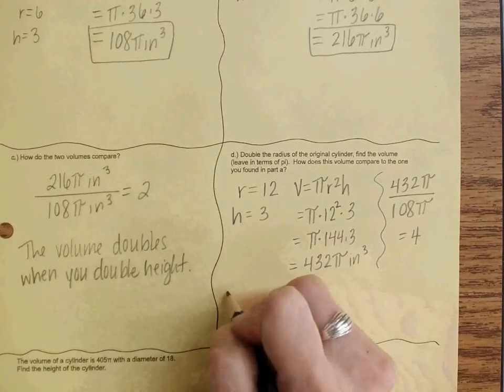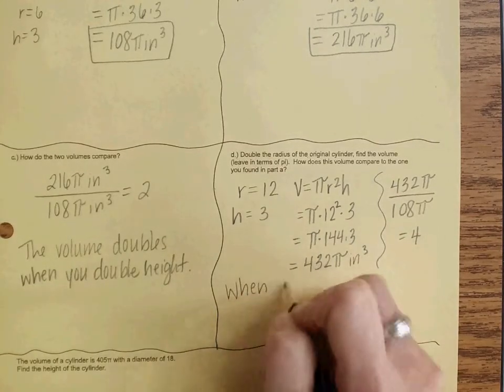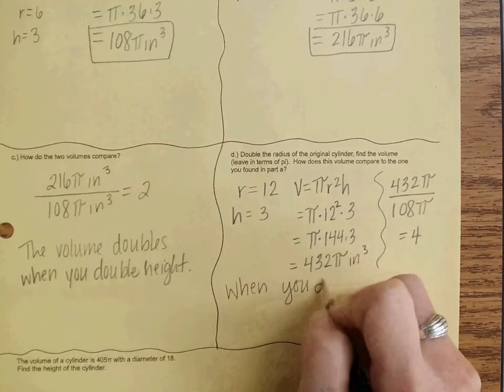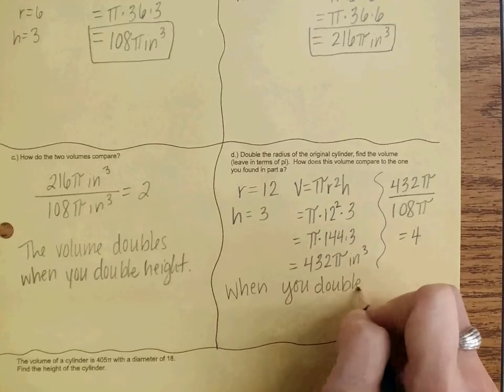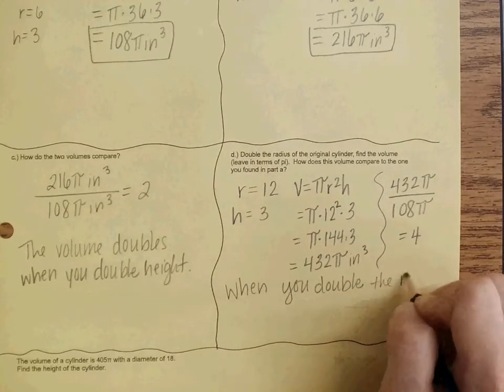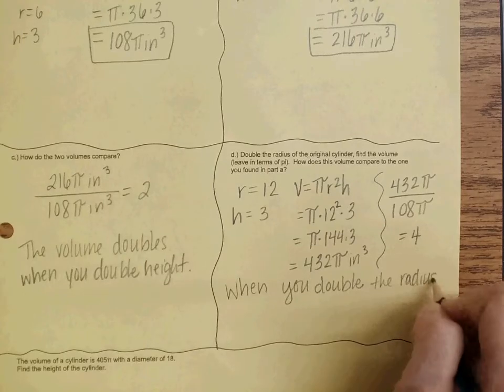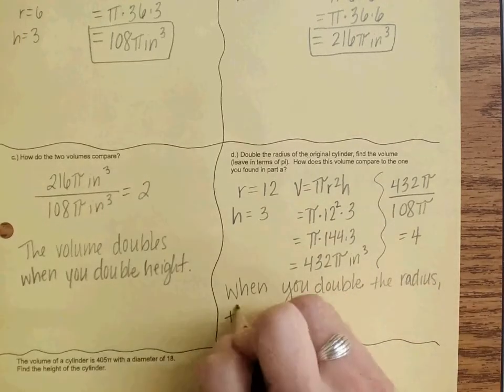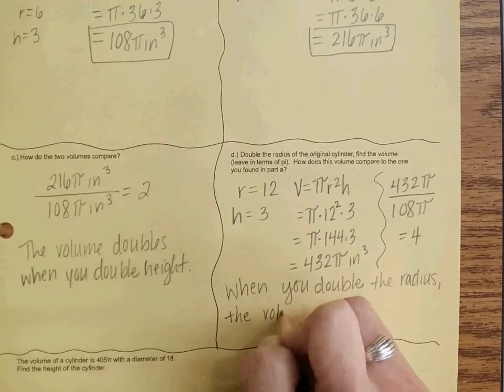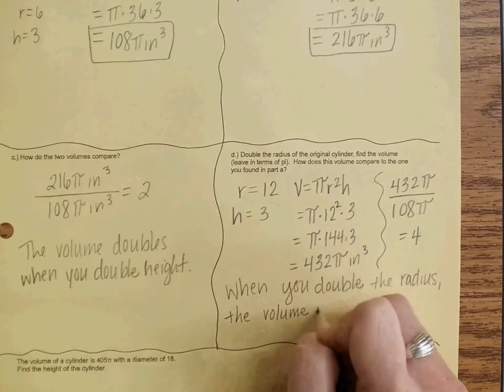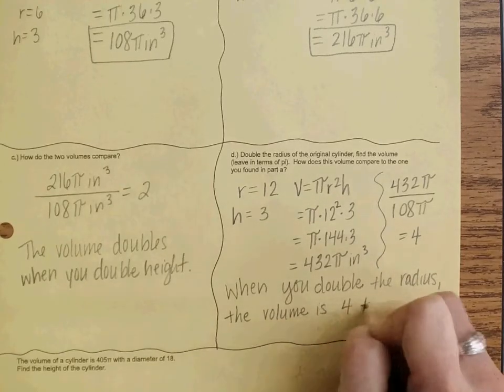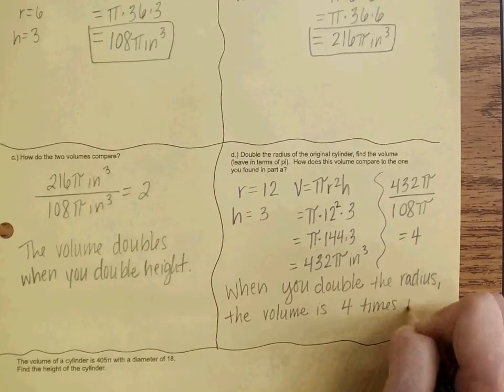So this time, when you double the radius, the volume is 4 times more.